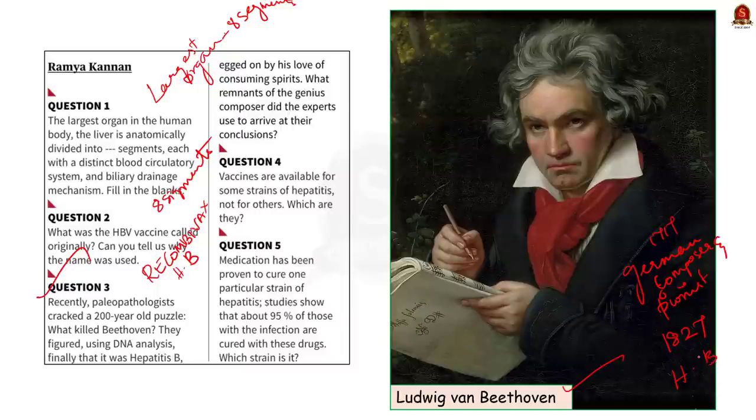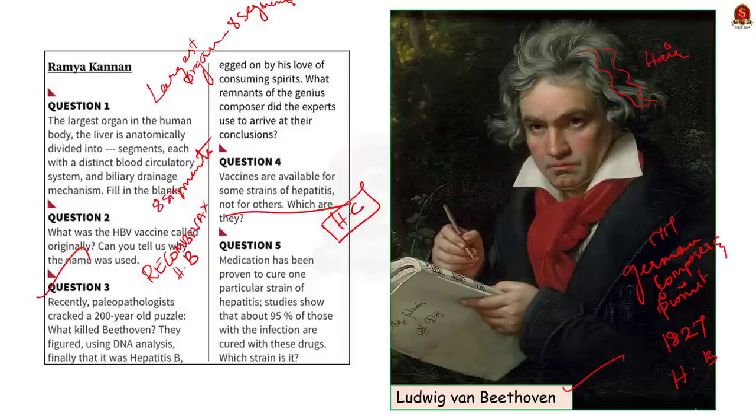Here coming to the question, what remnants of Beethoven were used to arrive at the cause of the death? The correct answer is the hair of Beethoven. It is used to arrive at the cause of the death. Now coming to the fourth question. Vaccines are available for some strains of hepatitis, not for others. Which are they? See, we saw the answer for this already. The correct answer here is hepatitis C.